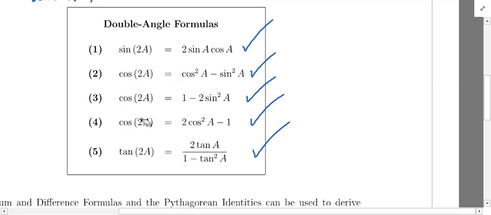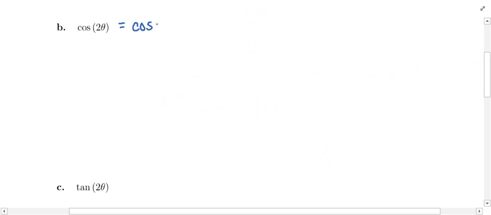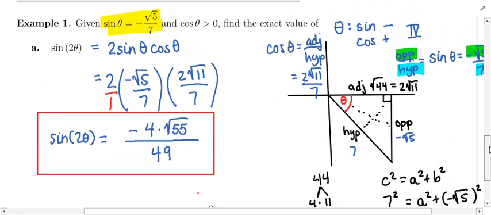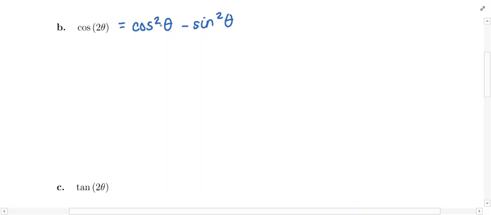I'm going to use the cosine of 2 theta is equal to the cosine squared of theta minus the sine squared of theta. I'm going to jot that down. This is the cosine squared of theta minus the sine squared of theta. Now I can plug in my values. I've already done the hard work, which was doing all this stuff with the triangle to come up with the value of the cosine of theta. I know the sine of theta, I know the cosine of theta, so I'm going to plug into this.